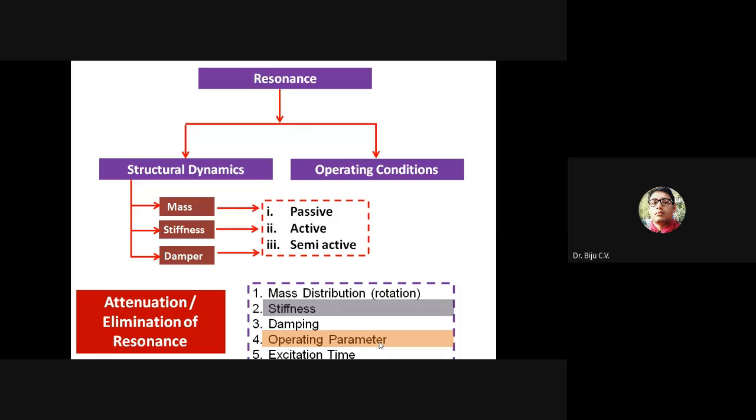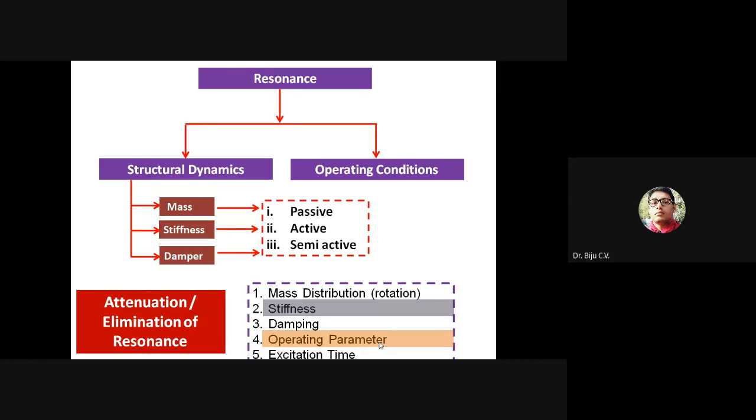So in that case, we have to go back to varying the structural dynamics. What are the basic components? We have the mass, stiffness, and damping. And you can change the parameters either passively, actively, or semi-actively. In passive, we are not giving any energy back to the system. The system itself uses part of the energy to attenuate the vibration. And in active, we are providing energy from the outside.